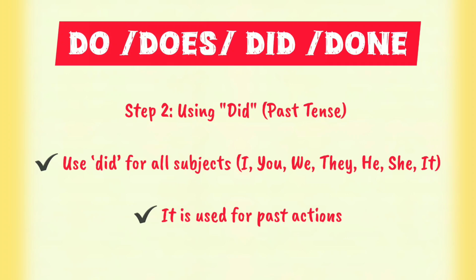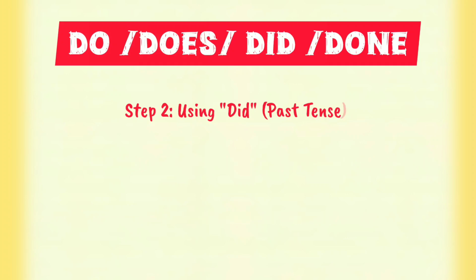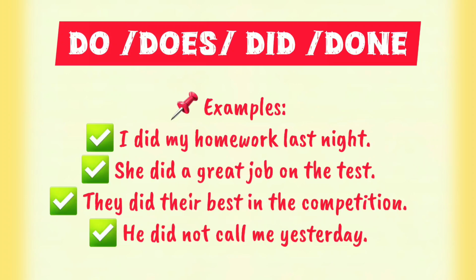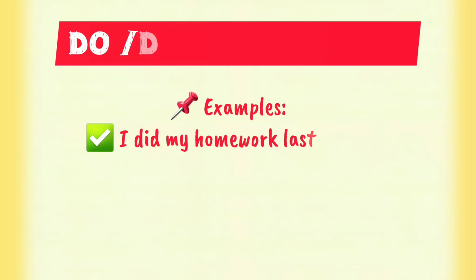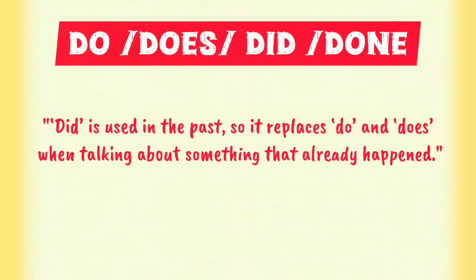Step 2. Using did, past tense. Use did for all subjects: I, you, we, they, he, she, it. It is used for past actions. Examples: I did my homework last night. She did a great job on the test. They did their best in the competition. He did not call me yesterday. Did is used in the past, so it replaces do and does when talking about something that already happened.